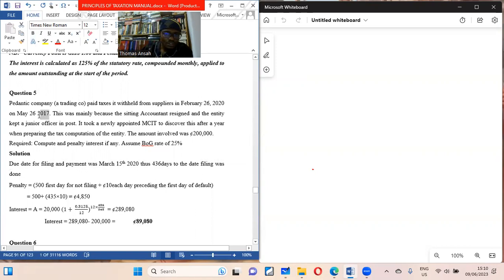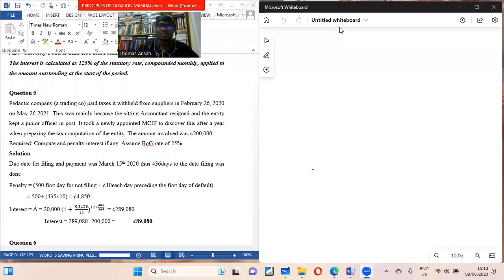I need to correct this. They paid tax withheld from a supplier. This is the date, but this is when it happens. I need to correct something, because if the month is May, it should be May. How many days is in a year? 365 days. So we need to calculate well. I think I need to correct something here, so bear with me while I do the correction.